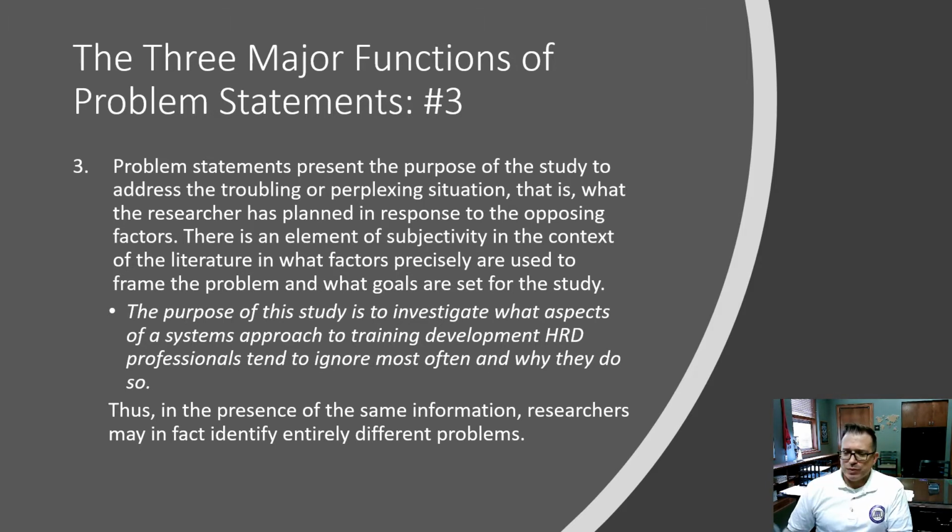The third function of the problem statement is to present the purpose of the study to address the troubling or perplexing situation. That is, what the researcher has planned in response to the opposing factor. There is, of course, an element of subjectivity in the context of literature and what factors precisely are used to frame the problem and what goals are set for the study, right? That's why we have researchers who can research the same problem with different perspectives and different results. Because there's always a human element in your study, right? Why did you choose to focus on those particular things? You have to articulate your choices, and that's part of your problem statement, part of your purpose, right?